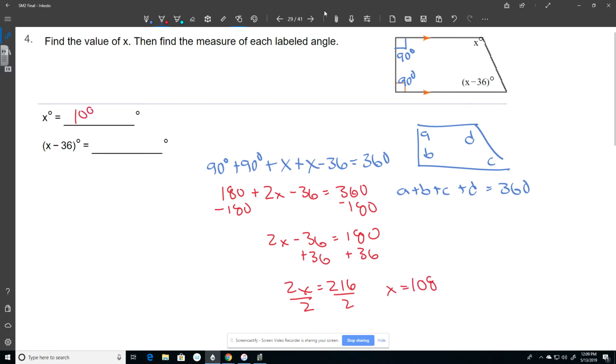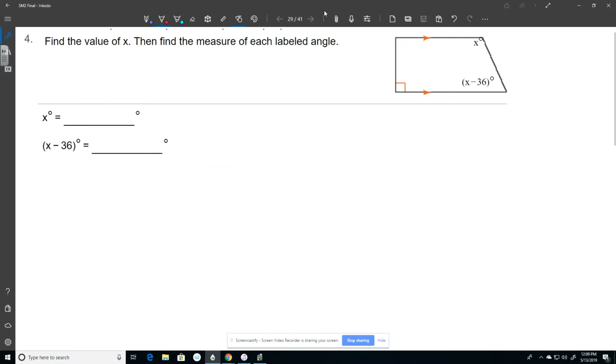So that goes in for this angle. X is 108. And then my other angle is x minus 36. So I just plug that in. 108 minus 36, and you get 72. So if I do 90, 90, 108, 72, those all add up to 360 degrees.